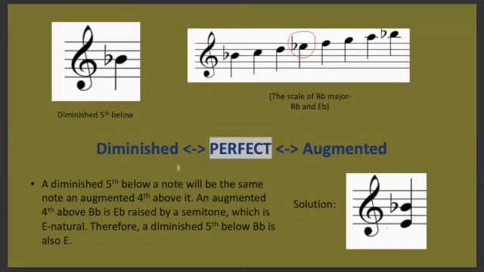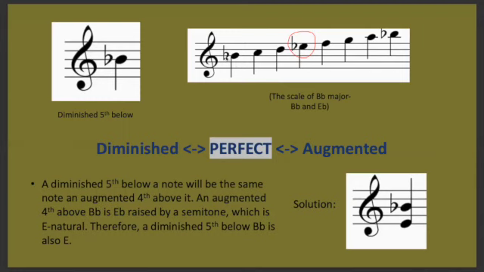And another example, a diminished fifth below a B flat. A diminished fifth below a note will be the same note as an augmented fourth above it. An augmented fourth above a B flat is an E flat raised by a semitone, which is E natural.